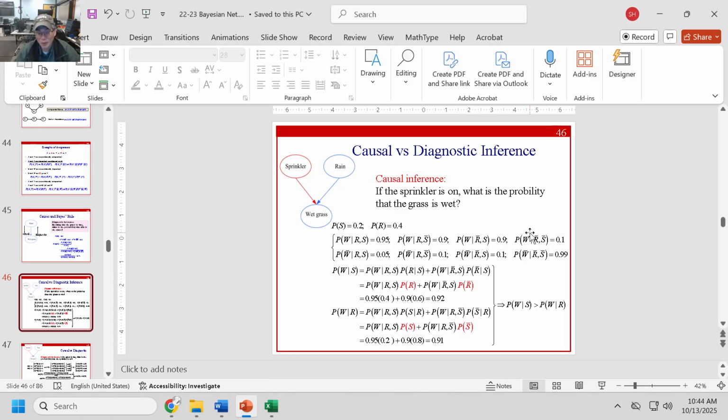Okay, so we turn around. We said that 20% of the time the sprinkler is on and 40% of the time rain is on. So we can just build these two causal structures independently. And then, of course, we'll start from this, right?